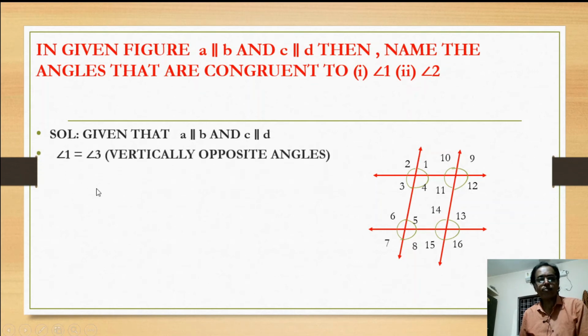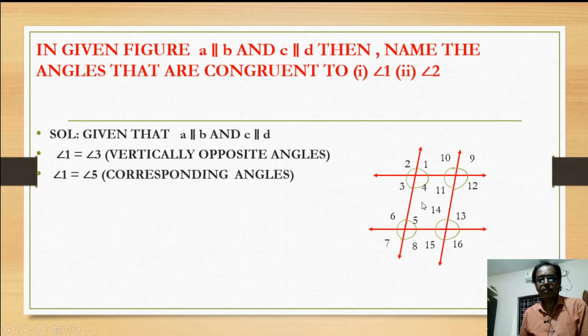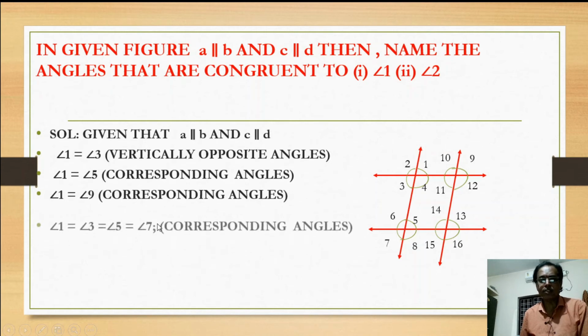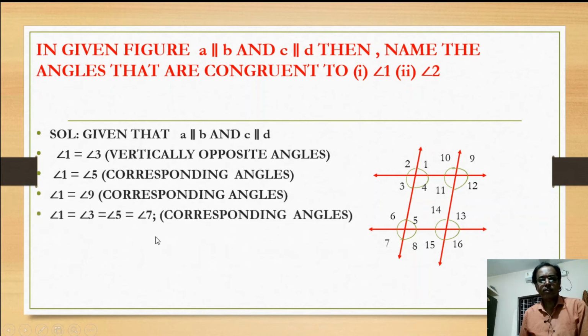So now angle 1 is equal to angle 3. First observe here, angle 1 is equal to angle 3. Those are vertically opposite angles. And next, angle 1 is equal to angle 5. Why? Because A is parallel to B and this C acts as a transversal. Again, angle 1 is equal to angle 9. In this direction C and D are parallel and A acts as a transversal. So angle 1 is equal to angle 9. Those are corresponding angles.